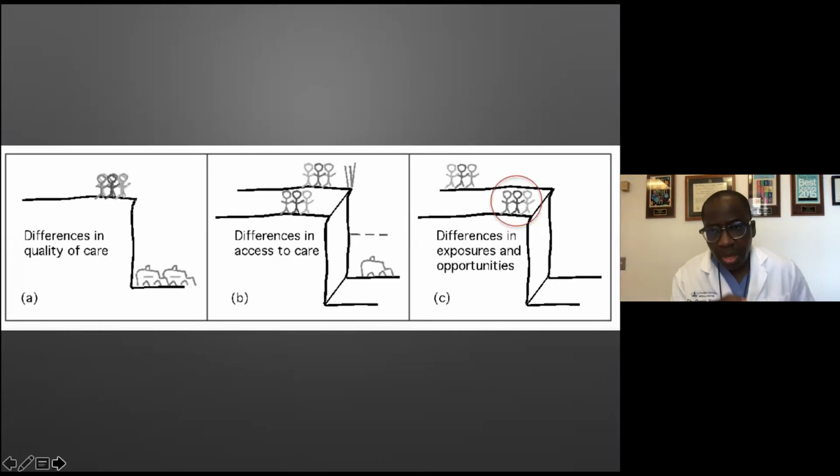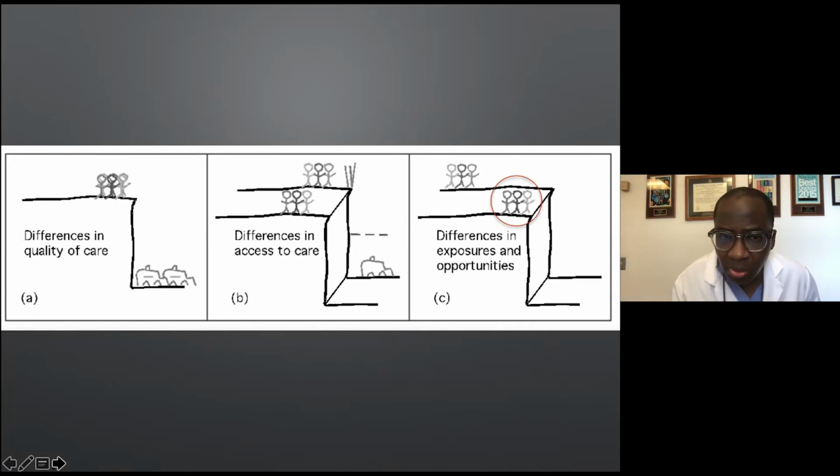However, if we look at this analogy one-dimensionally, we really miss the importance of structural racism, because the truth of the matter is some people live at the edge of the cliff. They have adverse social determinants of health. They're living at the edge of the cliff, and they're always at risk of falling relative to other people who are living in much better condition. And these differences in exposures and opportunities have a direct impact on our health.